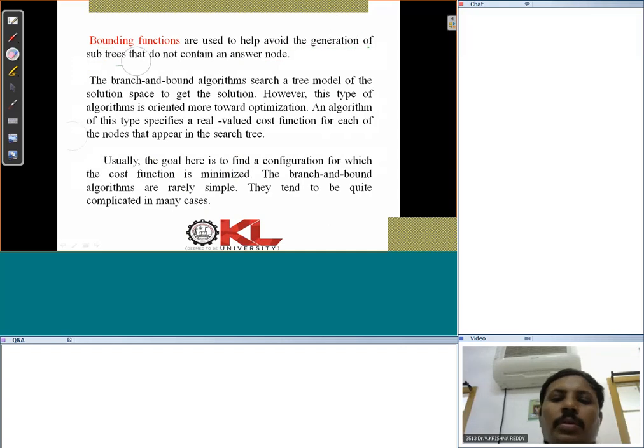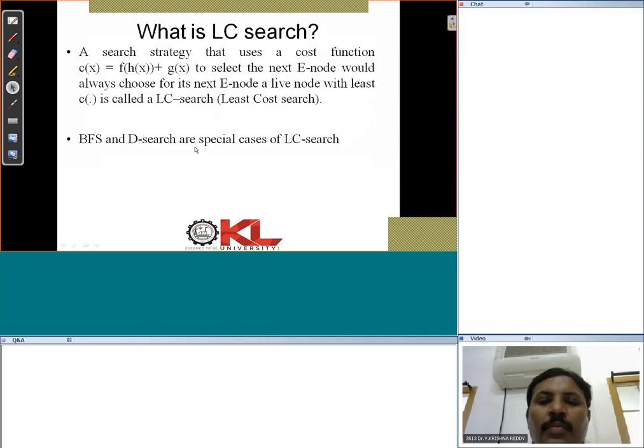The remaining things we already discussed in the previous explanation. Next one is LC search. It is a new technique which we have not discussed up to now. BFS and D-search we have already completed, that is called FIFO BB and LIFO BB. Now we are discussing a new logic that is called least cost search.